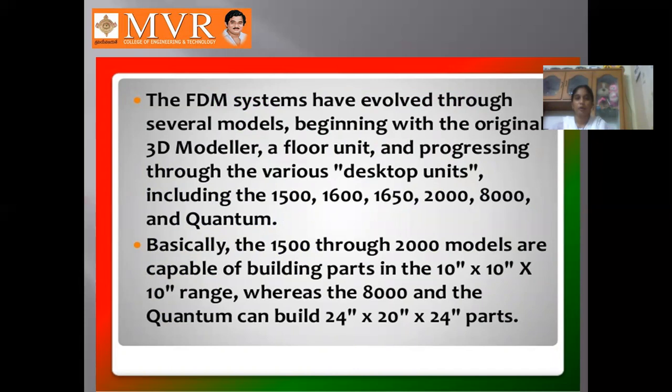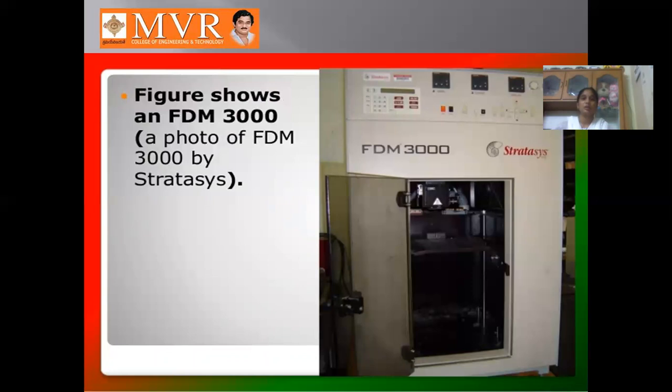These FDM systems have evolved through several models, beginning with the original 3D Modeler, a floor unit, and progressing through the various desktops. The fused deposition modeling has different ranges, and to produce a product, the machine will have different builders depending on the dimensions of the part. Next, this is the FDM machine which we are using to produce the product.